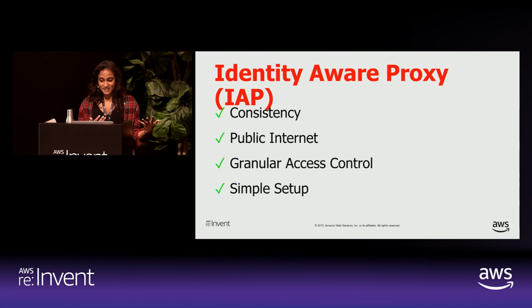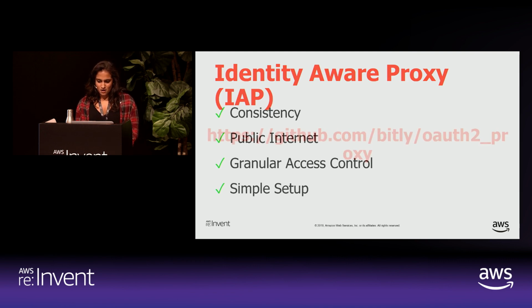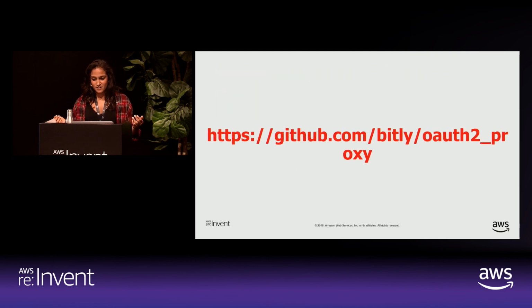There would be consistency as every service would be using an identity-aware proxy. It would be accessible from the public internet. Access control would be based on the user. And there would be simple setup for the developer and no setup for the user. So this method of securing services satisfied the criteria we had and came in the form of an open source Go application from Bitly called oauth2 Proxy.